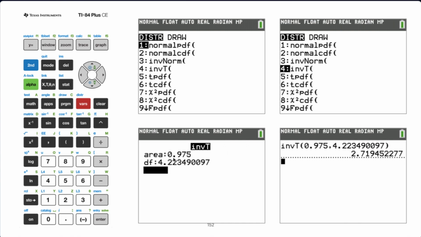And so this, even though we want the upper 0.025 percentage point, we have to express this as a left tail area, so that would be 0.975. Before, I had 1 minus 0.025, but I can also just do that calculation in my head and enter that value there. It'll take it either way. And so then we come up with the t value here, 2.719452277, which was what we listed before. So that's one way to get it.